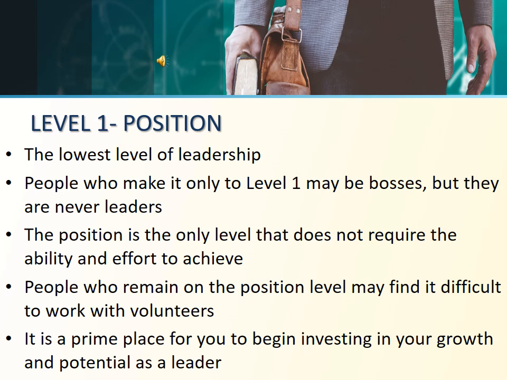The first level is position. At this level, people respect and follow you because they have to. They respect and follow your position rather than following you. This is the only level that requires very minimum ability and effort to achieve. People who make it only to the first level may be bosses, but they are never leaders. For example, in an organization, there will be a boss. He might not be that efficient, but the people must follow him because he is in that position. So this is the first level, which is called the position level.